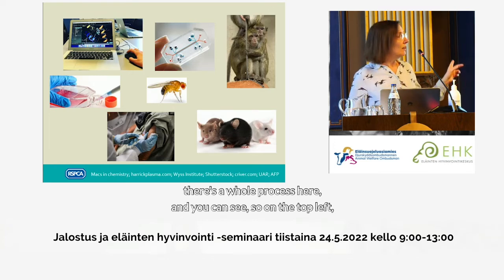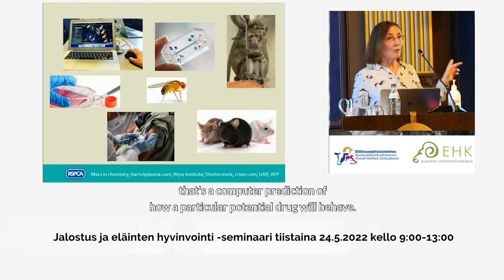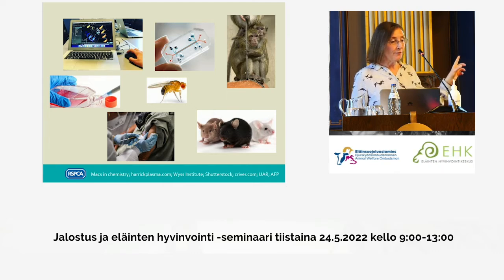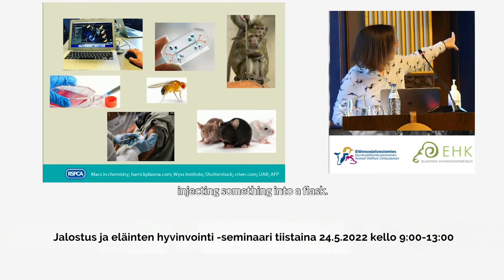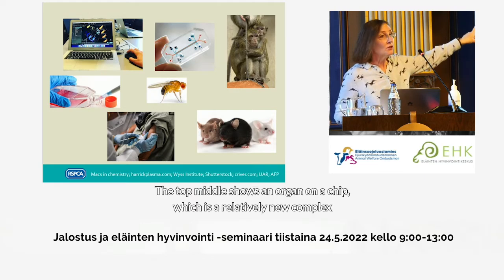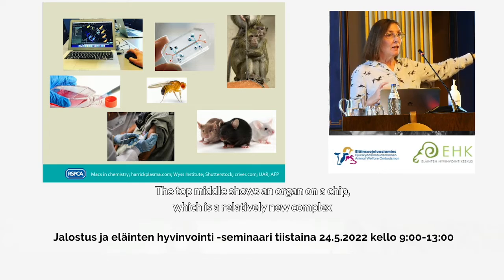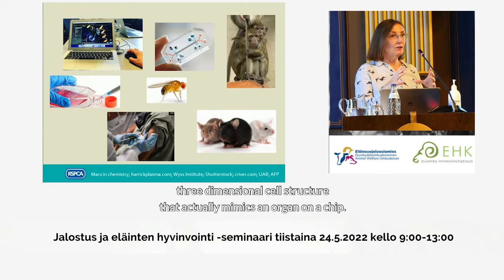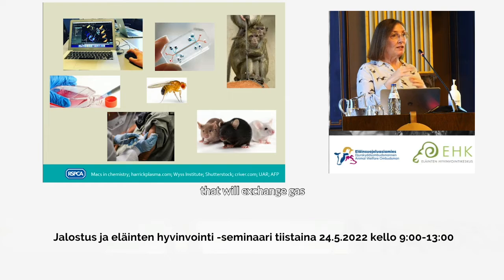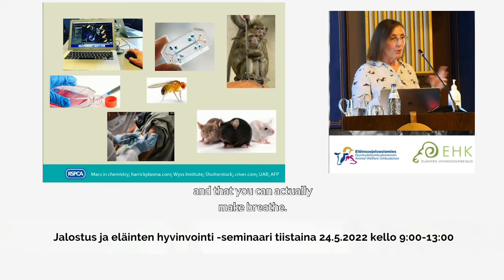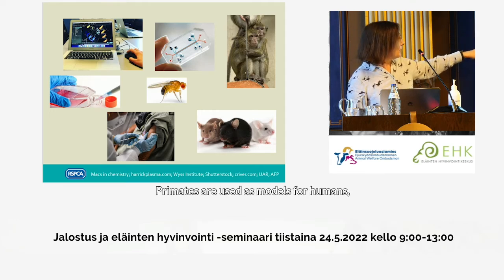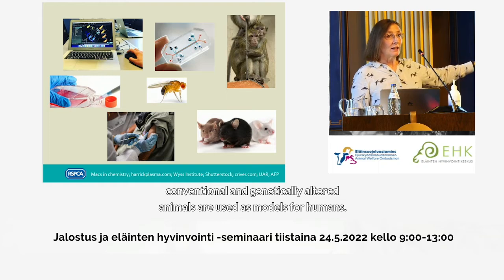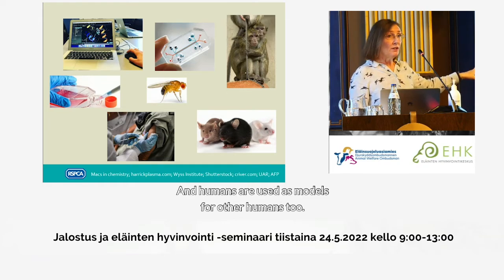And you can see, on the top left, that's a computer prediction of how a particular potential drug will behave. Next down there, you've got cell culture, where the person's injecting something into a flask. The top middle shows an organ on a chip, which is a relatively new, complex, three-dimensional cell structure that actually mimics an organ. So, for example, there's a lung on a chip that will exchange gas and that you can actually make breathe. Invertebrates like the fruit fly are also used. Primates are used as models for humans. Conventional and genetically altered animals are used as models for humans, and humans are used as models for other humans too.